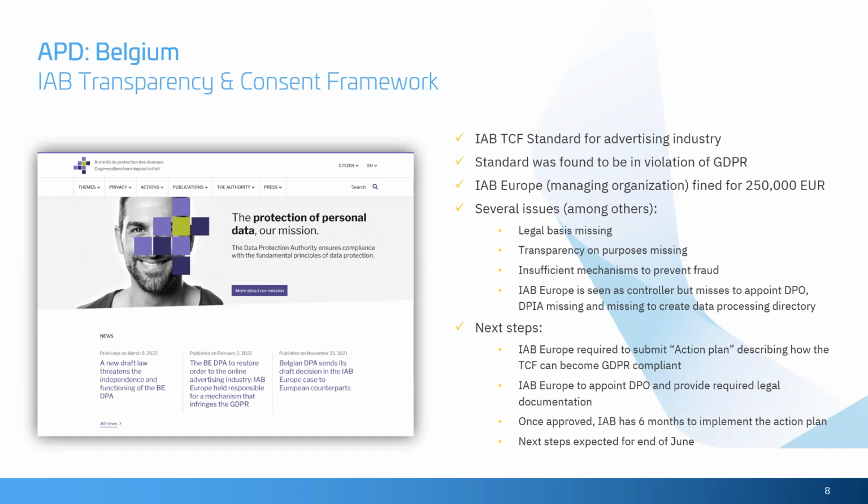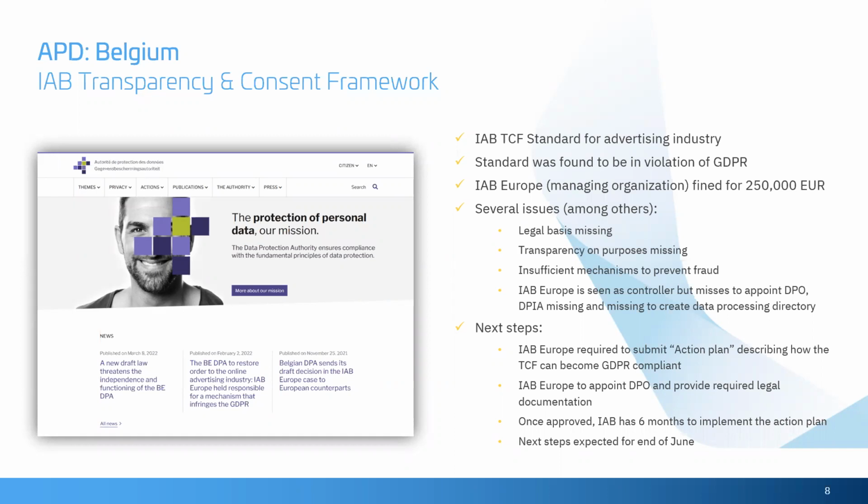There are also issues on how the IAB as the organization is acting. For example, the APD sees them as the controller, and if you're the controller, then you have some obligations. For example, you might need to appoint a DPO, you need to make some DPAs, or you need to create a data processing directory. All these things the IAB did not do because they did not see themselves as the controller. So that's things that they now need to do.